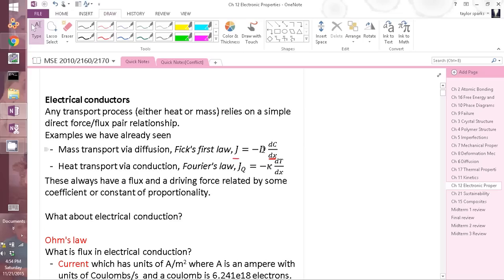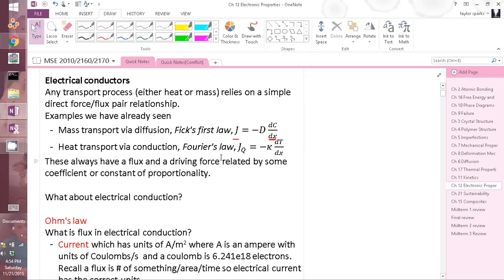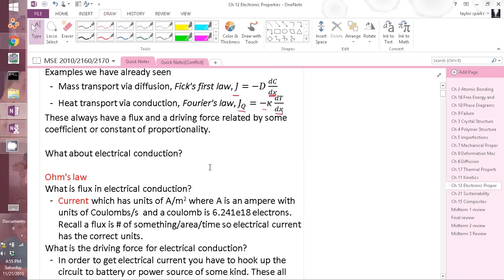If it's heat transport, we call this Fourier's law, or also Fick's first law, but for heat. So now J_Q, the flux of heat, is going to be proportional to the temperature gradient, and then the thermal conductivity is the coefficient right in front of it, or the constant. So we have a different scenario for electrical conductivity that we need to derive. We know probably from high school chemistry or high school physics, you probably have seen this relationship that V equals IR, meaning the voltage is equal to the current times the total resistance.